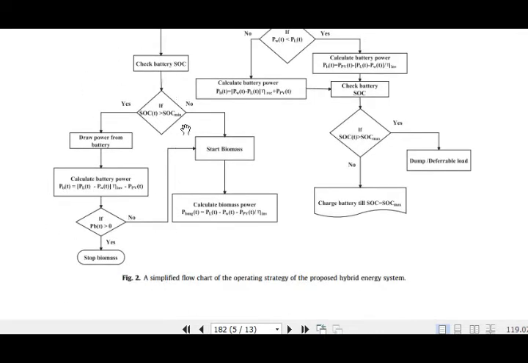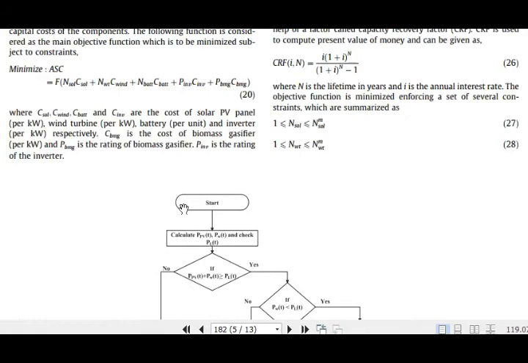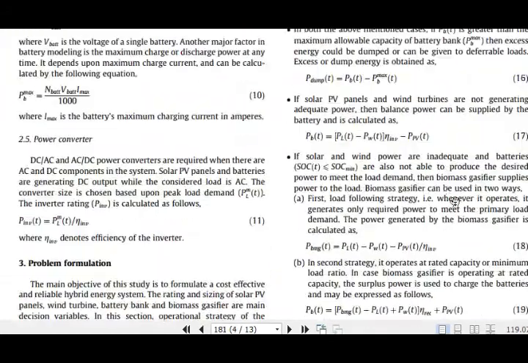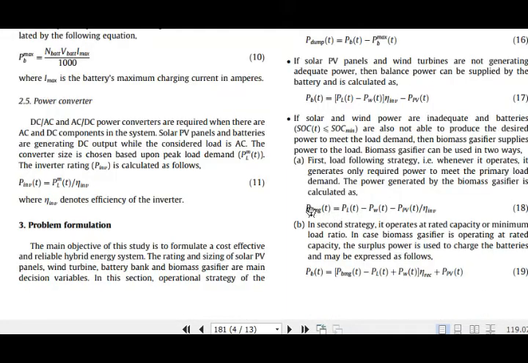This side is the discharging of the battery. If the battery was not able to meet the load demand, you can take the power from the grid if you are grid connected. If you are off grid, you can draw the power from the DG and biomass. If you don't have a DG or similar, you should increase the number of PVs and wind turbines so you can meet the load demand. This equation is for the discharging of the battery.